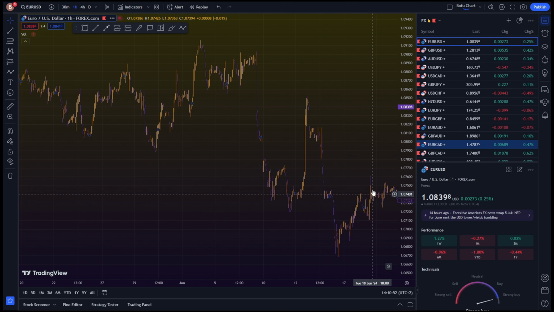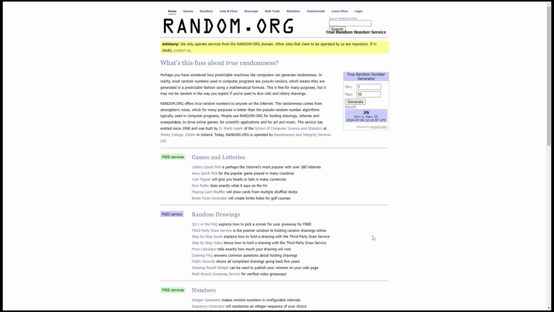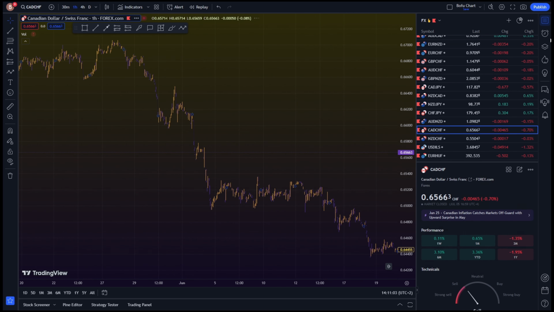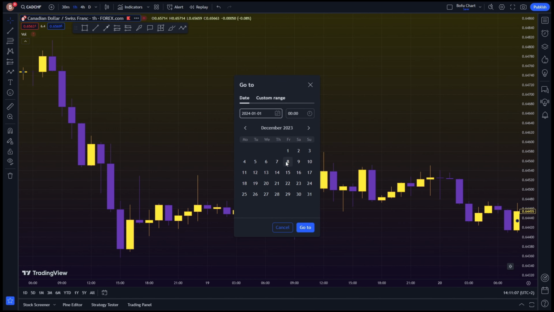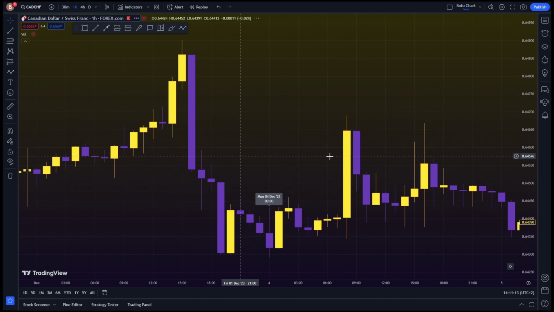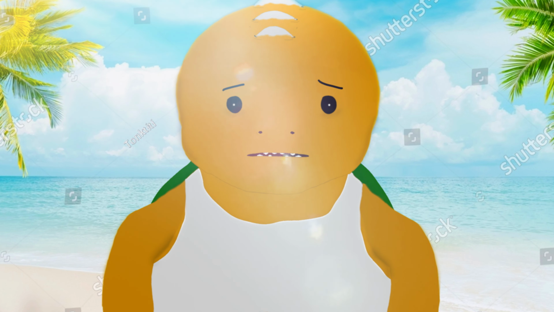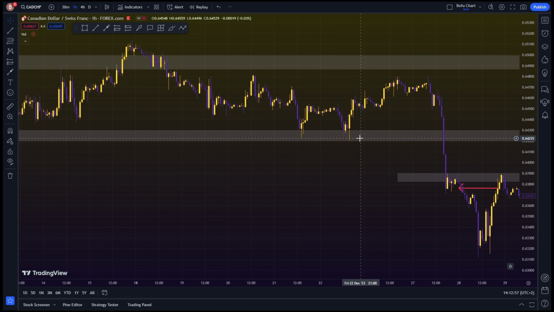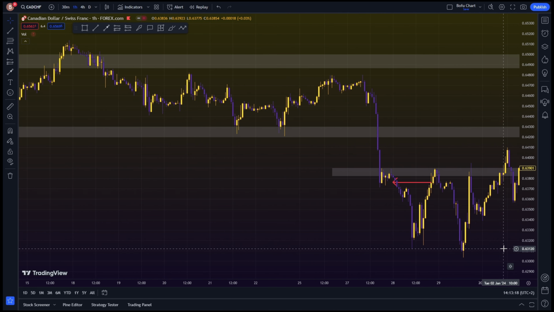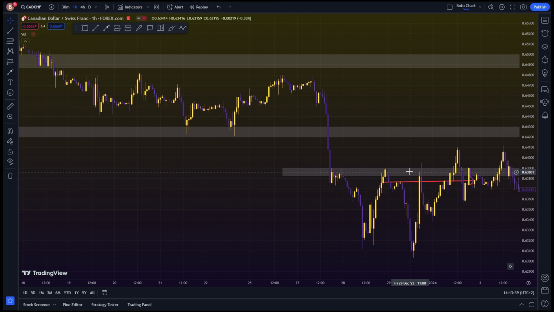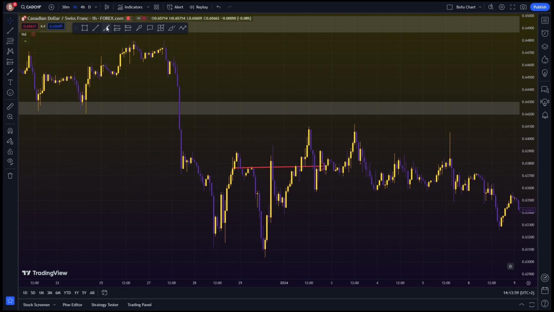Now I will show you this with a real example. I've got the 26th, so we have Canadian dollar Swiss franc. Let's go somewhere in December. I would say we're in a consolidation, the price broke to the bottom and rebounded upwards, so I'll go short. I expected the trend to continue, but we went sideways, so I will close on break even. We've broken down from this local support, so I'll go short again.